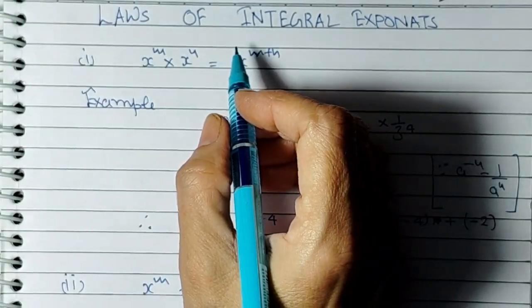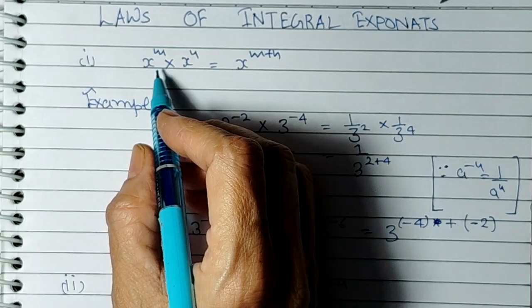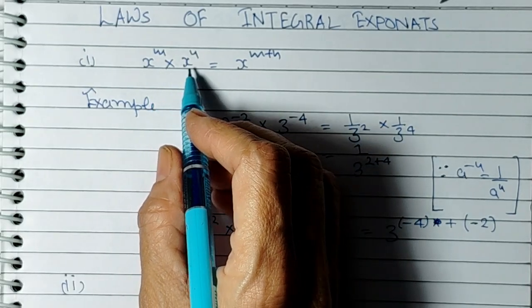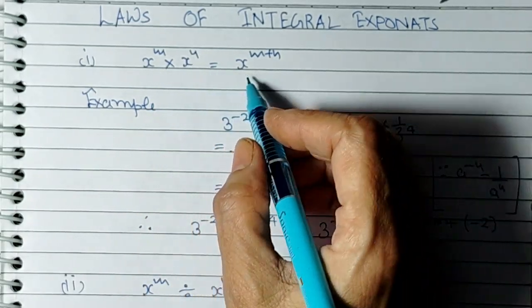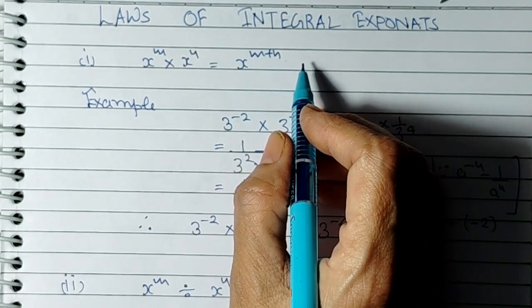Laws of integral exponents. The first law is x to the power m into x to the power n, which is equal to x to the power m plus n. Powers will be added directly.